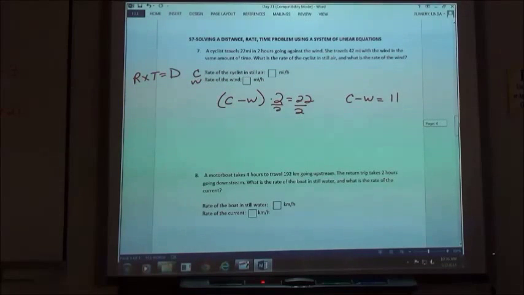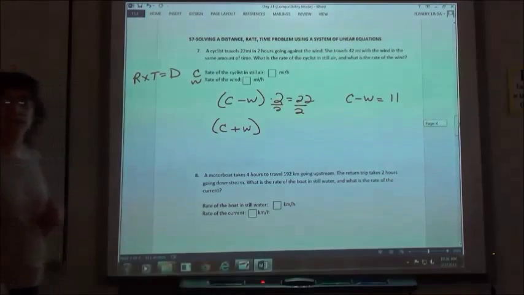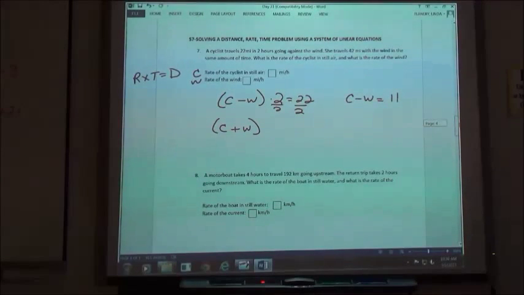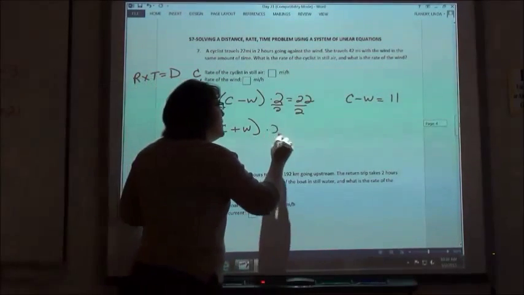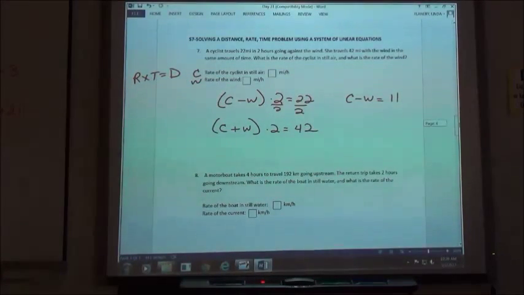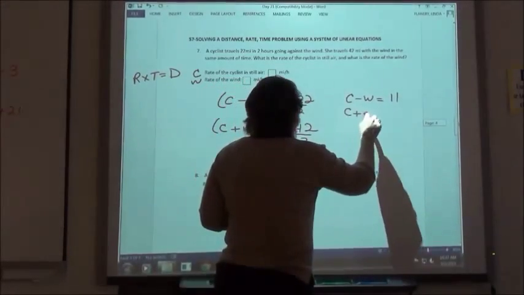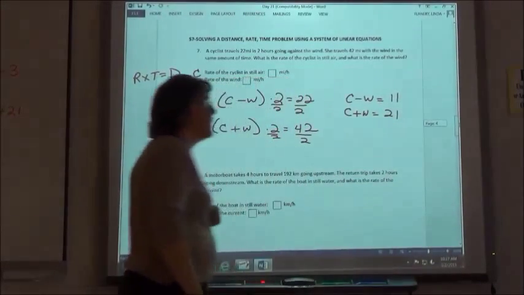Then they're going to do their second equation. She travels 42 miles with the wind in the same amount of time. If I'm going with the wind, it's pushing against my back. In theory, it's going to make me go faster. So my overall rate is going to be C plus W, because the wind is going to speed me up. Same amount of time, so I'm still going to go 2 hours, but this time I went 42 miles altogether. Again, they're going to go ahead and divide right away to get the variable by itself, so we're going to divide by the 2 and say that C plus W equals 21.